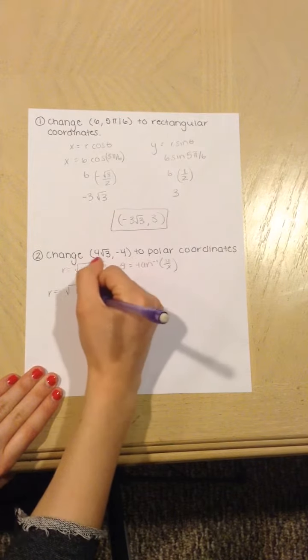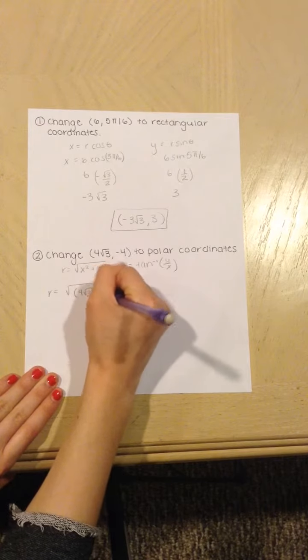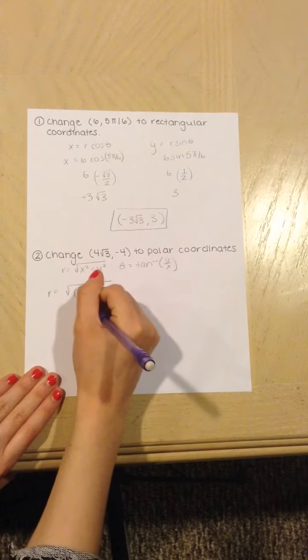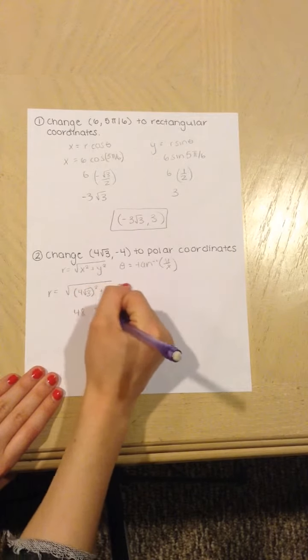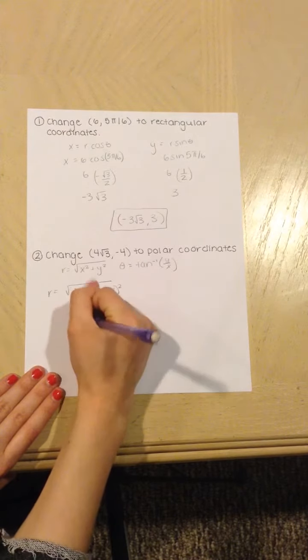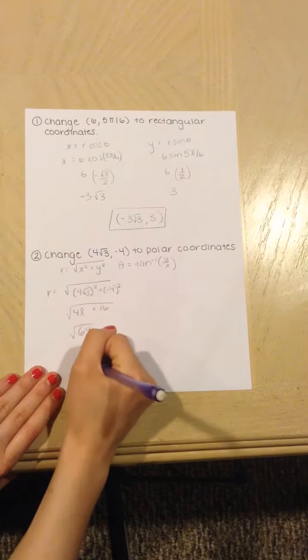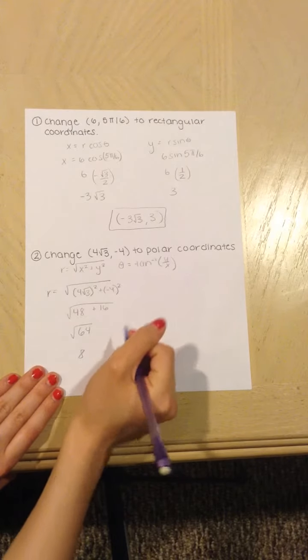r equals square root 4 rad 3 squared plus negative 4 squared. So this is going to be 16 times 3, which is 48, plus 16. So these are going to add to be 64. The square root of 64 is 8. So that's your r value.